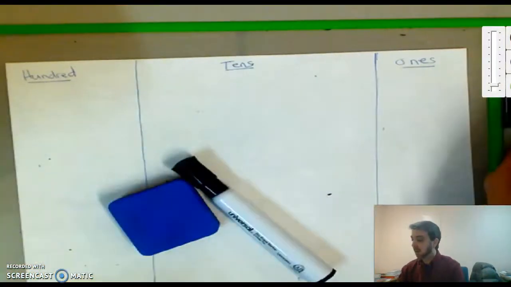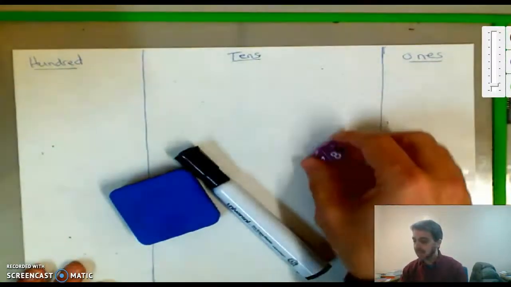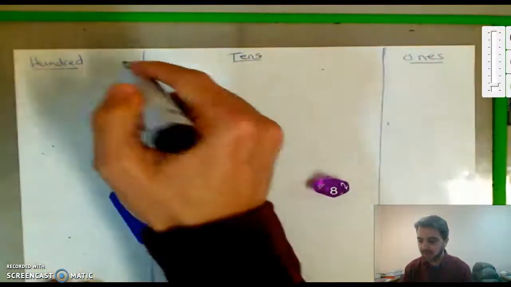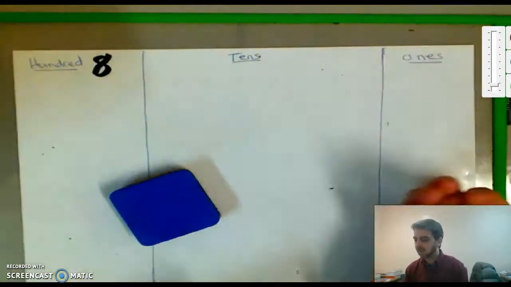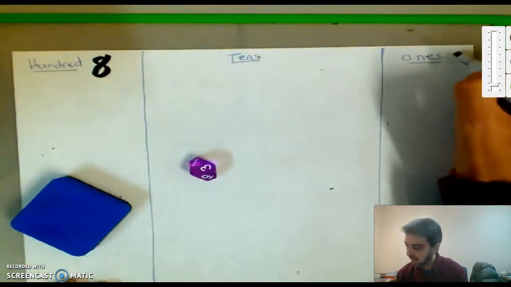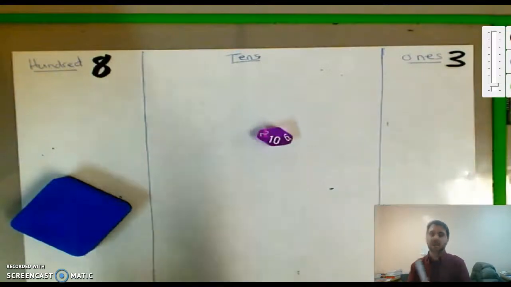Okay, so I'm gonna roll the dice, roll one of them, and I get an 8. Okay, so if I'm trying to make the biggest number, I'm gonna put my 8 over here by the hundreds, in the hundreds place. Okay, I'm gonna roll it again. And I got a 3. I'm going to put it over here. And now I'm going to roll it again. Oh, I got a 10.